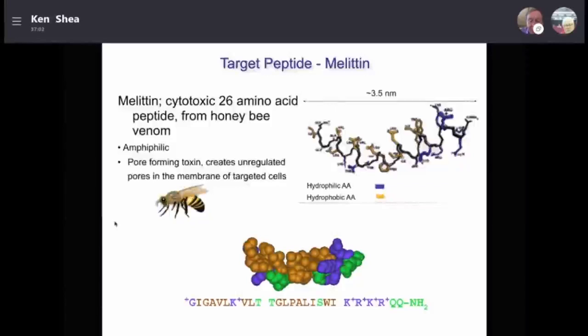In this particular case, our initial target was a peptide, melittin. It's a cytotoxic peptide that's the principal component of honeybee venom. This particular peptide is comprised of hydrophobic brown residues, positively charged blue residues, and hydrogen bonding amino acids, green.